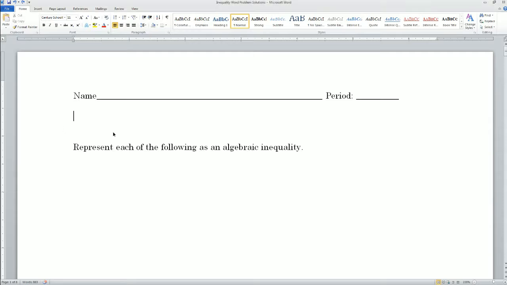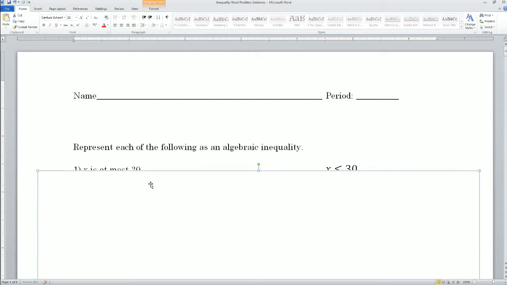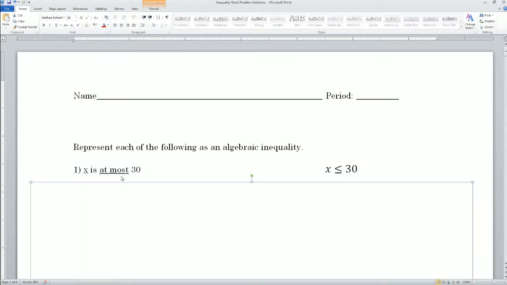Alright, so the first part says represent each of the following as an algebraic inequality. X is at most 30, right? So you're going to use this symbol, because x is at most, so the highest it can go is 30.